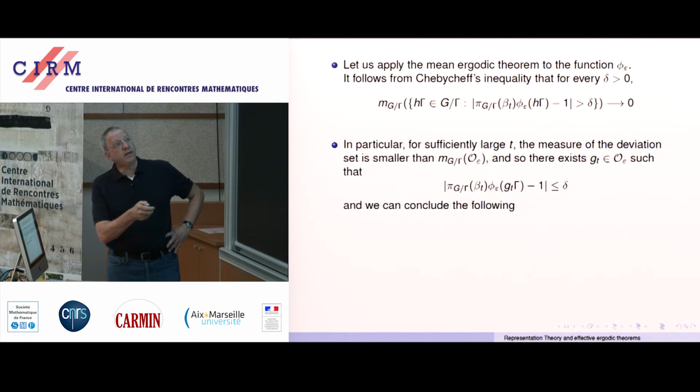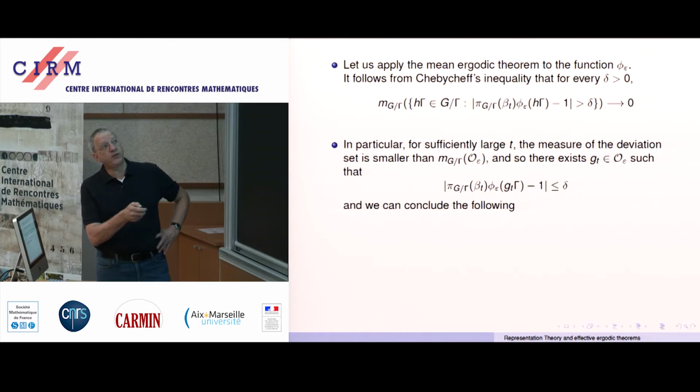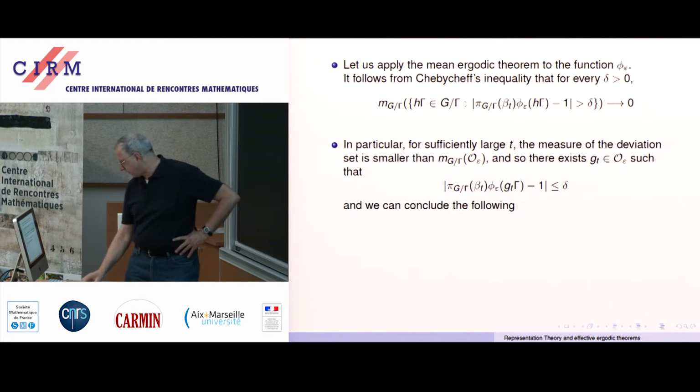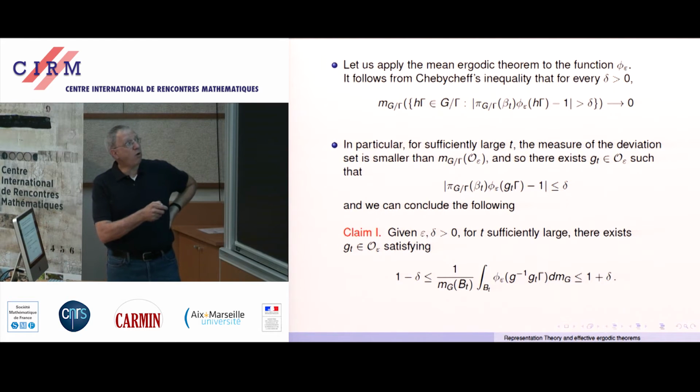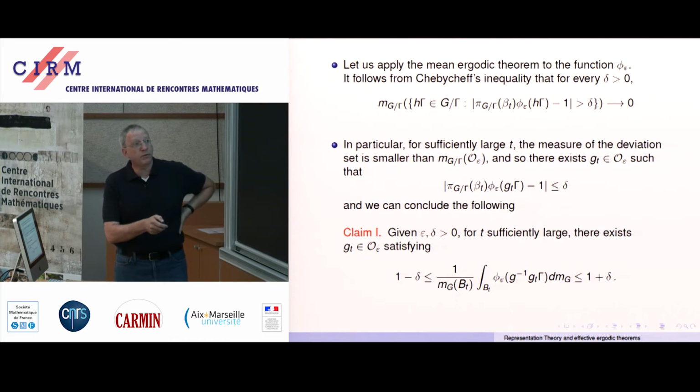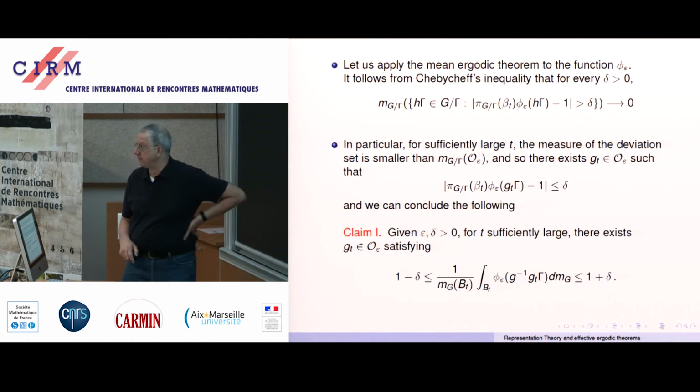So what does it mean? I'm going to spell out what it means that this point g_t is not in the deviation set. And what it means is the following claim. Given epsilon and delta positive, for t sufficiently large, there is some small element g_t in the neighborhood such that the average of phi epsilon over the translates in B_T is between 1 minus delta and 1 plus delta.